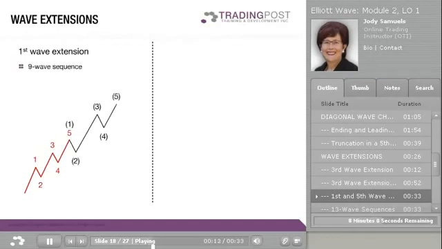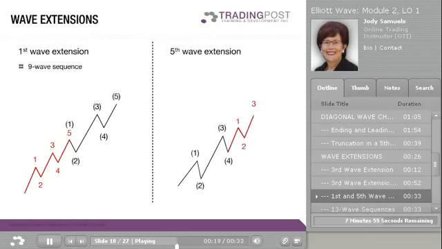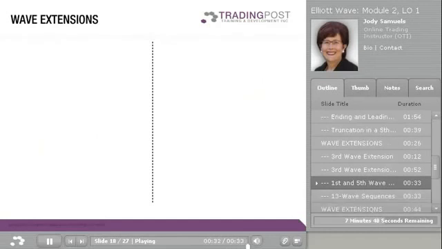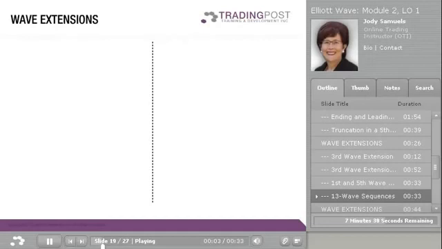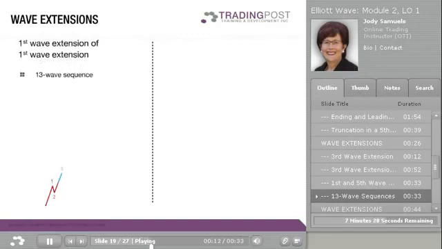This example shows 9-wave sequences for the wave 1 and wave 5 extension. If wave 1 is extended, it is likely that waves 3 and 5 will not be extended. And if wave 5 is extended, it is likely that waves 1 and 3 were not extended. In this example, waves 1 and 5 extensions occur as 13-wave sequences. The first example is a first wave extension of a first wave extension. Note how the 5-wave sequence seems to go on and on.